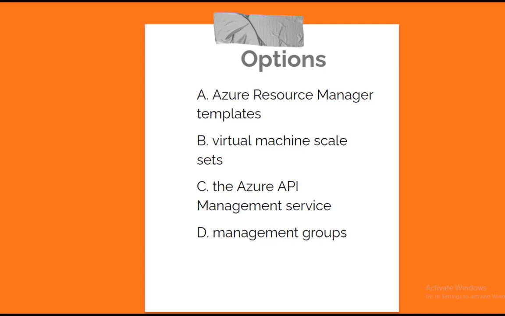And here are the options. Option A, Azure Resource Manager Templates. Option B, Virtual Machine Scale Sets. Option C, the Azure API Management Service.